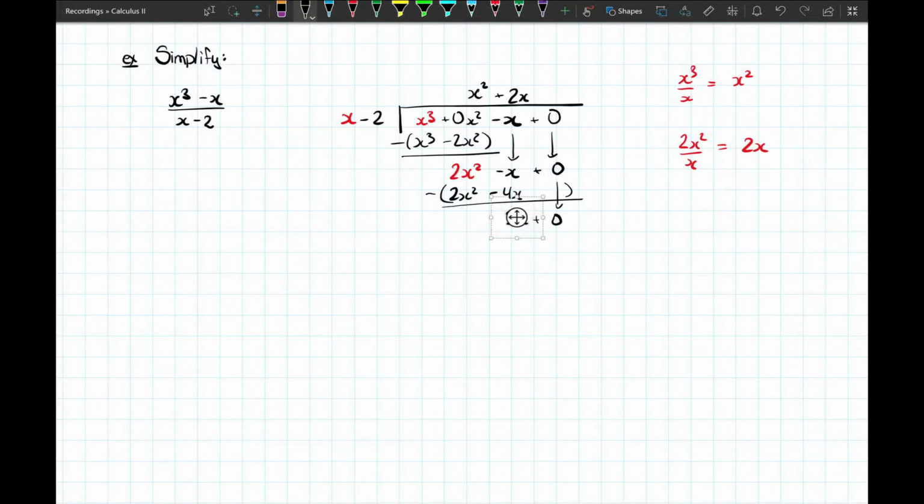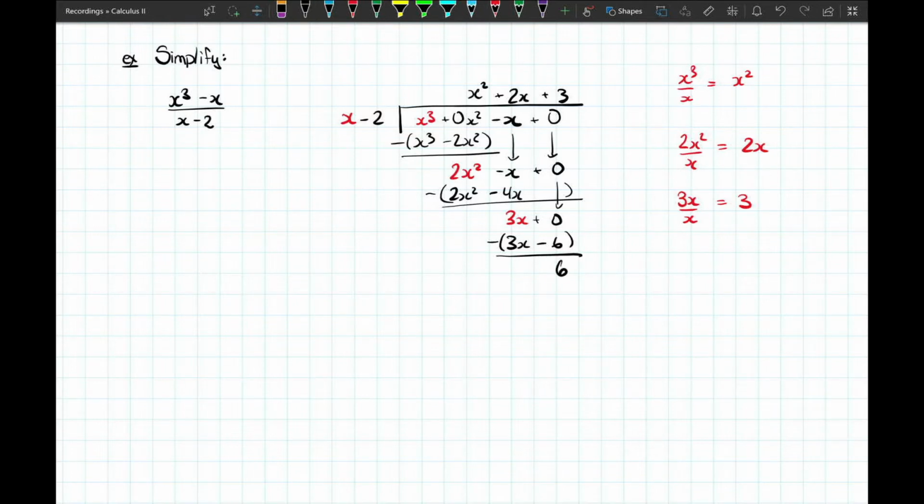And we'll have to look at the next leading term, 3x. Finally, we're starting to get rid of x's. 3x divided by x is simply equal to 3. We must be getting pretty close to the end here. Take our x minus 2 and multiply by 3, and we have 3x minus 6. And when we subtract, we'll end up with a remainder of simply 6.